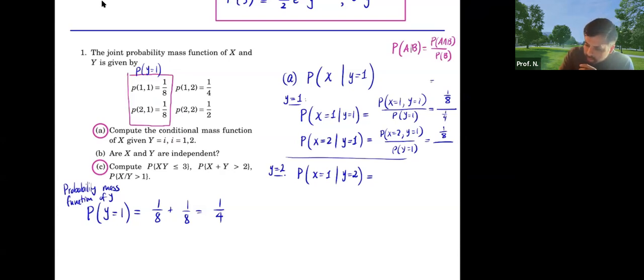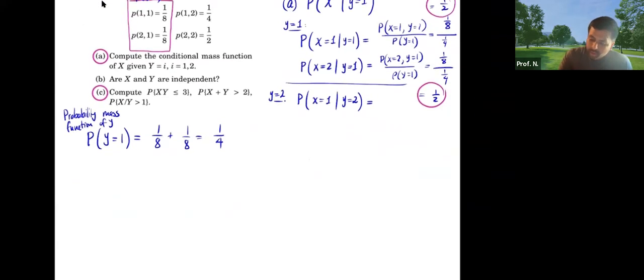So then obviously here, this would be a half, right? So the probability that x is 1 given that y equals 1 is a half. And the same thing will go for the probability of x equals 2 given y equals 1. It's also going to be a half. Does that make sense? And then the same thing goes for this other conditional probability.